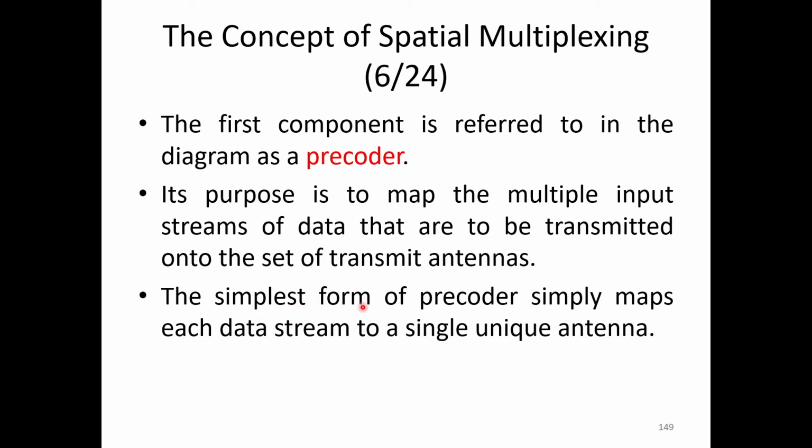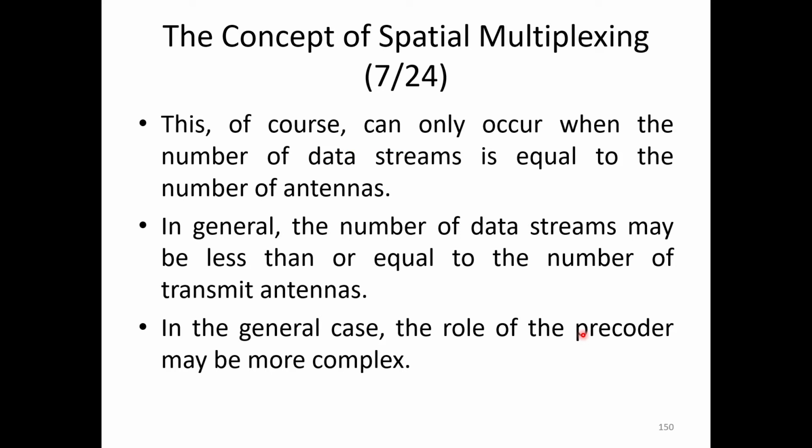The simplest form of precoder simply maps each data stream to a single antenna. This, of course, can only occur when the number of data streams is equal to the number of antennas. For example, if I have 10 data streams and 10 transmit antennas, then I can directly map the data streams to these transmit antennas one by one.